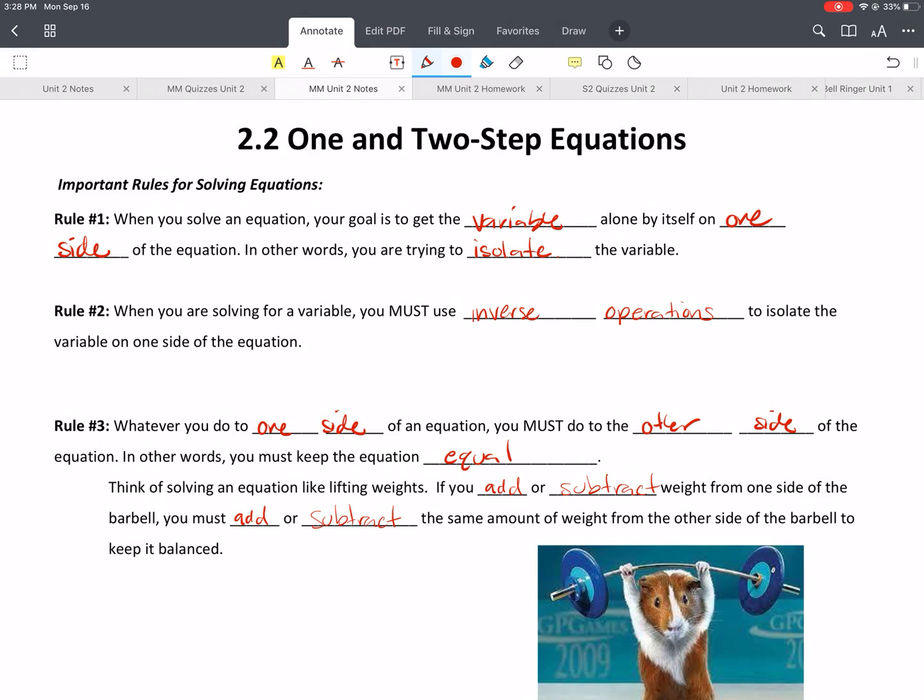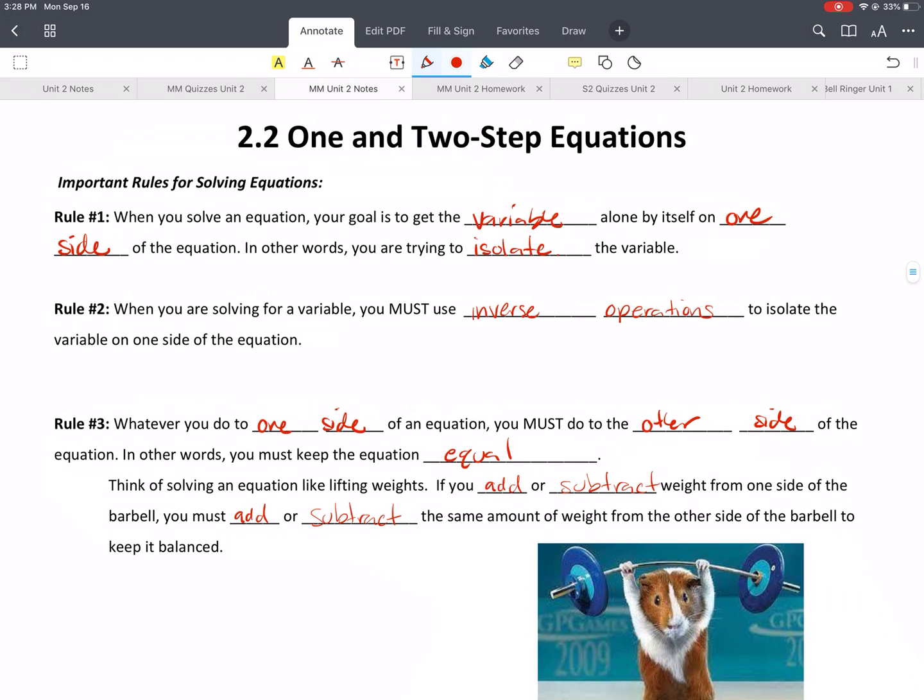Welcome back. This is 2.2, one and two-step equations. As far as I can tell from most of you, you've done this before, and there's nothing new here. This is just a good review. We'll be doing that a lot with more complex equations, but we'll get started with the basics. So, one and two-step equations.